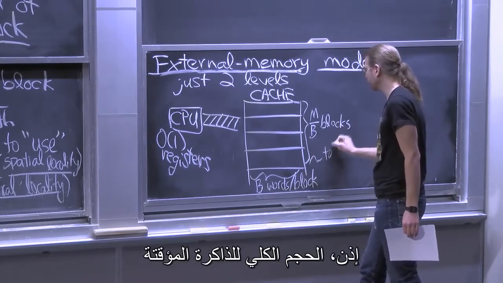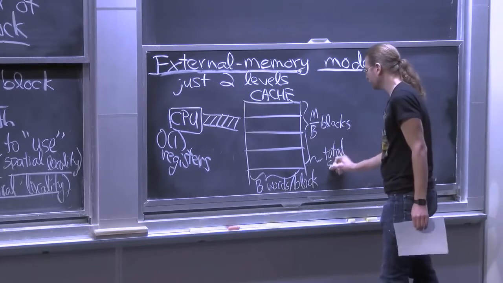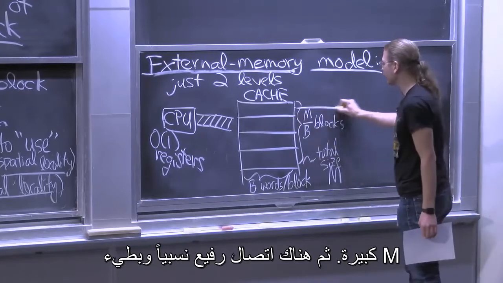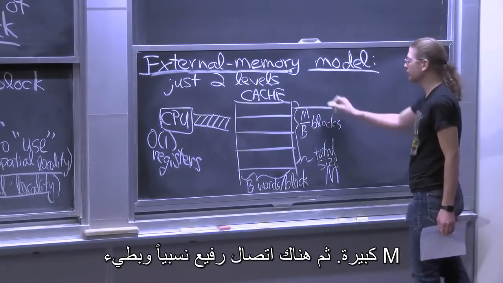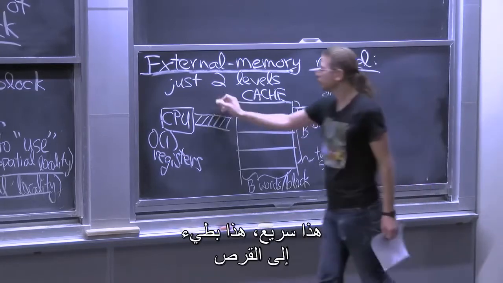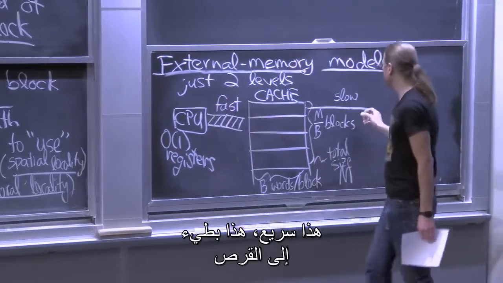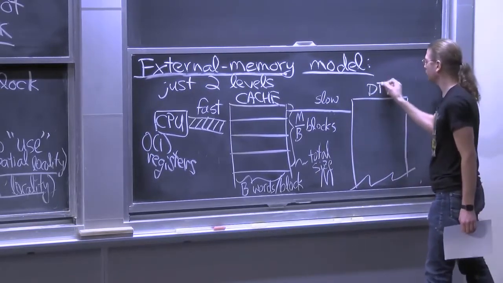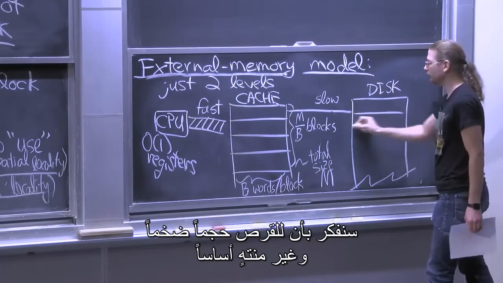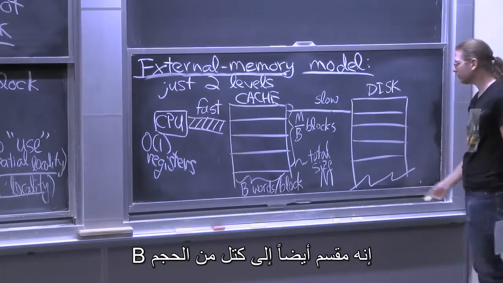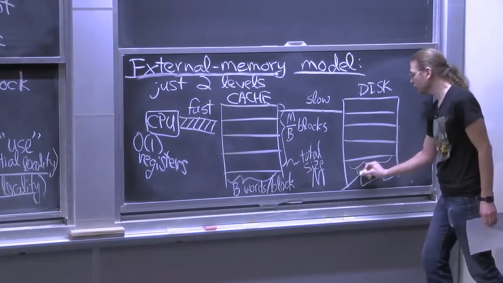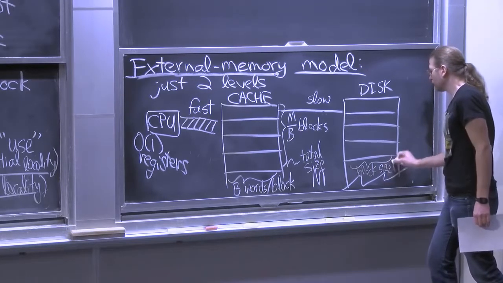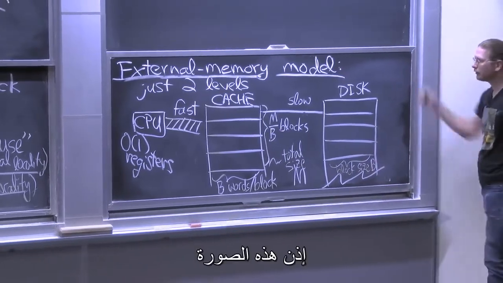So the total size of your cache is capital M. And then there's a relatively thin and slow connection. So this one's fast, this one's slow, to your disk. Disk we'll think of as huge, essentially infinite size. It's also divided into blocks of size B. So the same block size. So this is the picture.